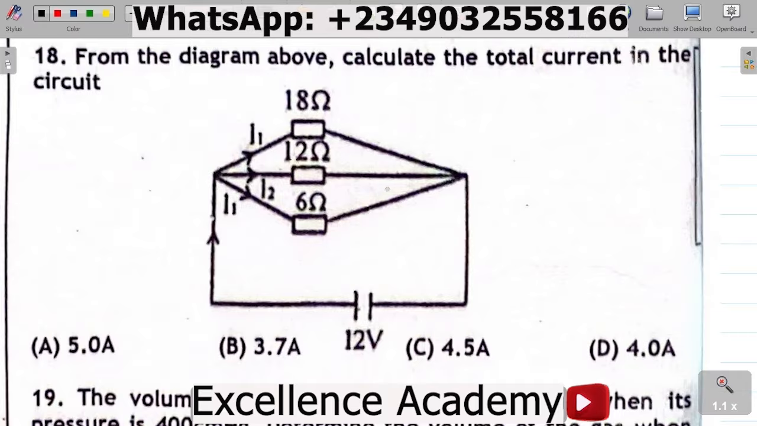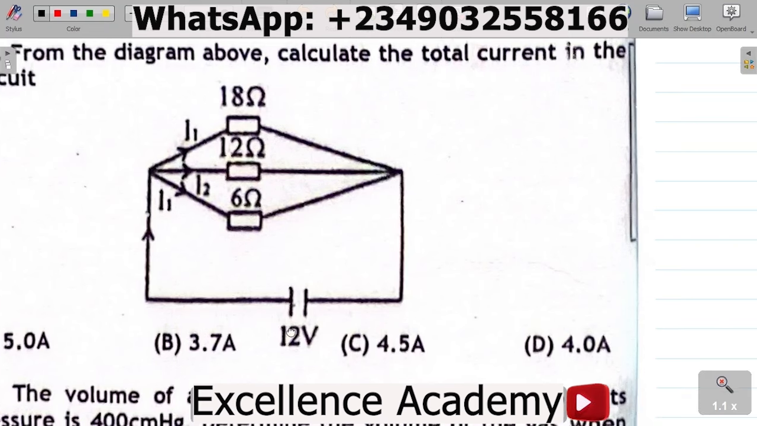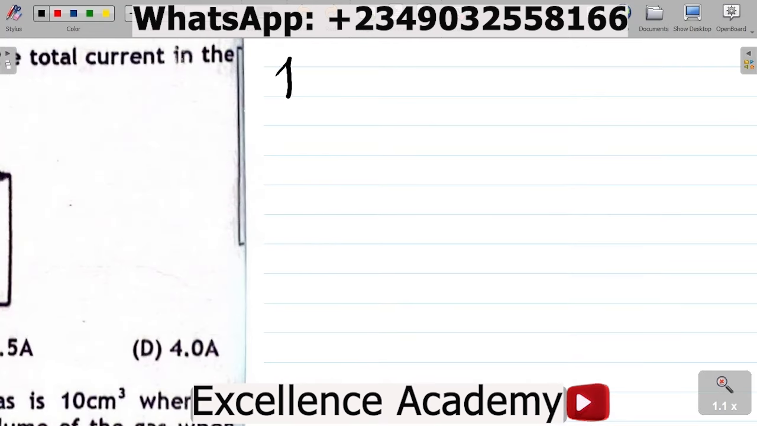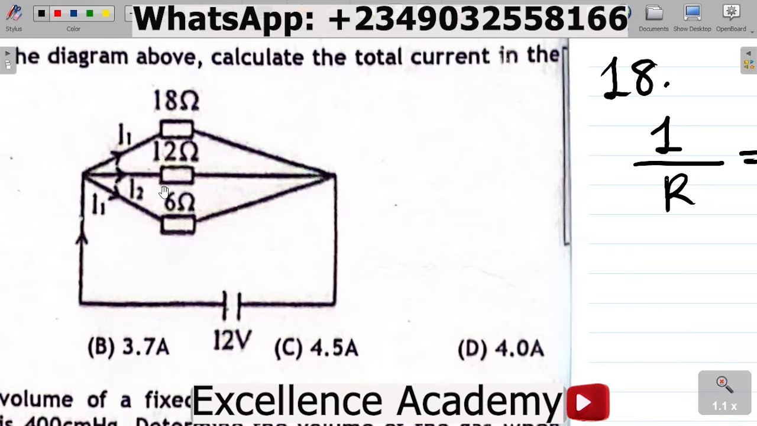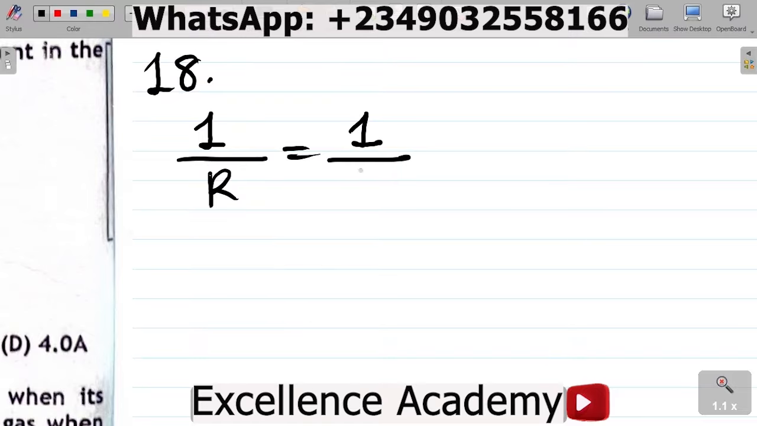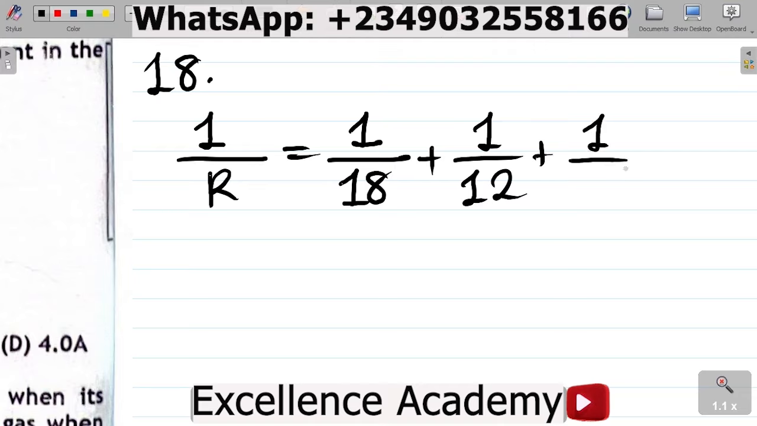Now, how do we solve this? To solve this, your first task would be to resolve these 3 resistors to give you 1 resistor. In essence, find the equivalent resistance. Here, 1 over R is equal to, since they are in parallel, I will take inverse. So 1 over 18 plus 1 over 12 plus 1 over 6.